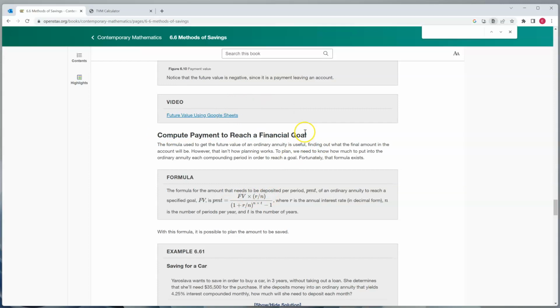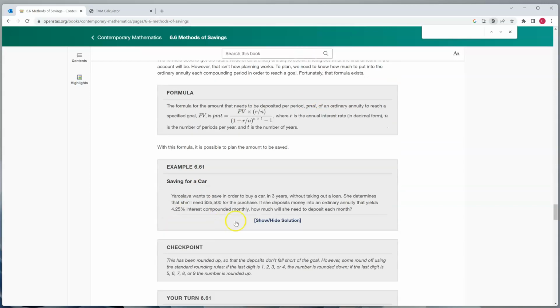Because one day I want to retire, and maybe you want to retire, or maybe you want to save for a car, like we're going to see in the next example. And you want to know, I want to buy a car for this much. How much do I need to save? So let's look at this example.